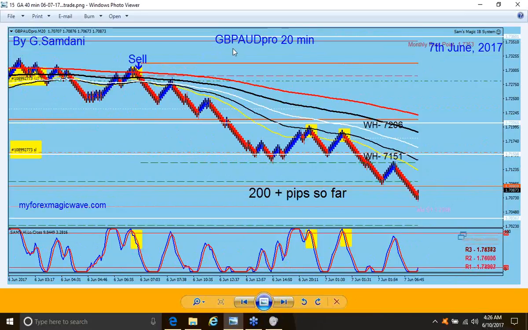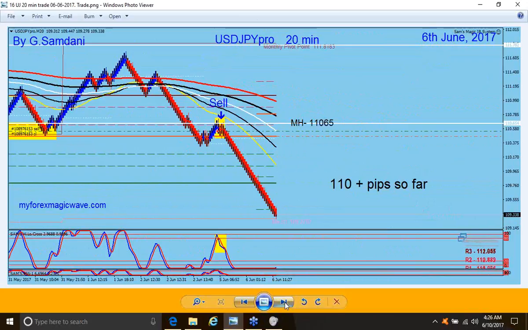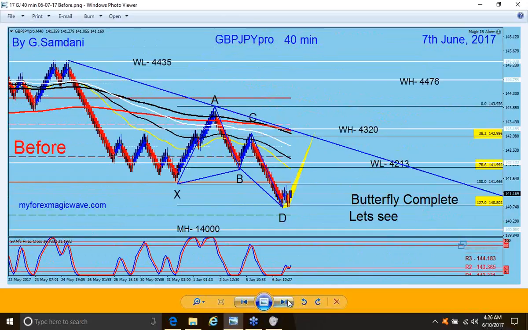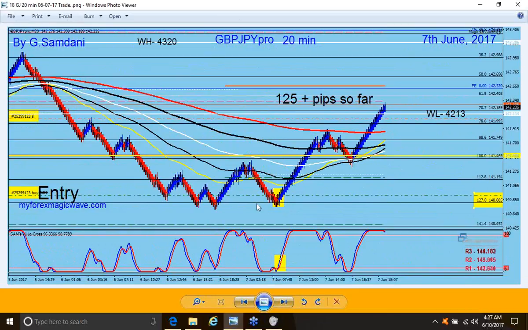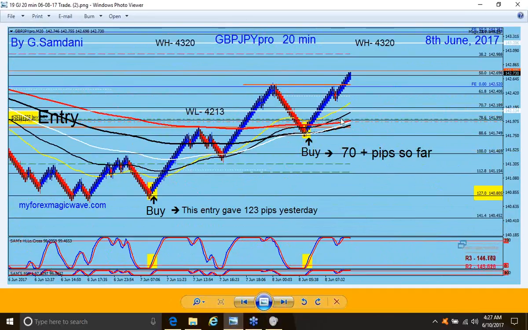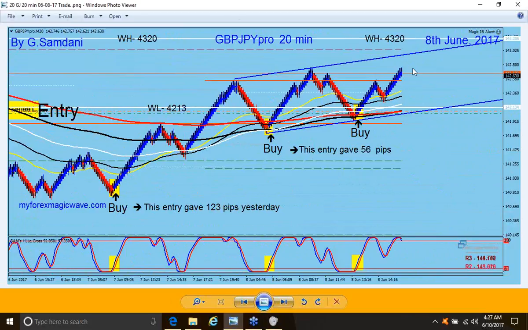So this is how, and there were a couple of other trades, for example USD-Yen short, right? And another, Pound-Yen: on the 7th I found this harmonic pattern, and I said we're going to go up. Watch this, my entry going up, 125 pips. Then second entry going up, 70 pips. And then the third entry, and I don't even know how much I closed it for. I didn't record the chart.